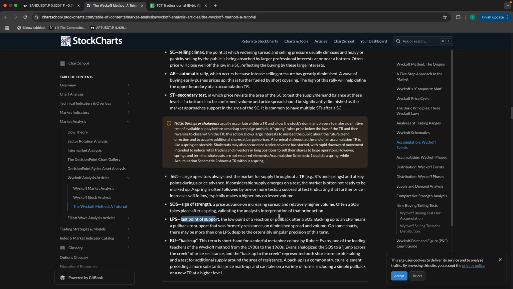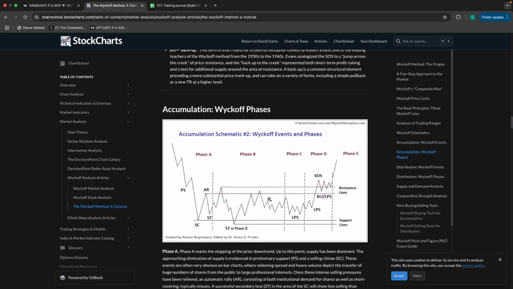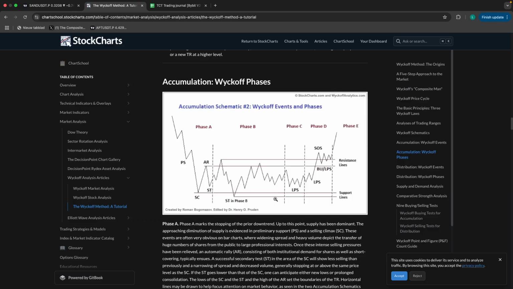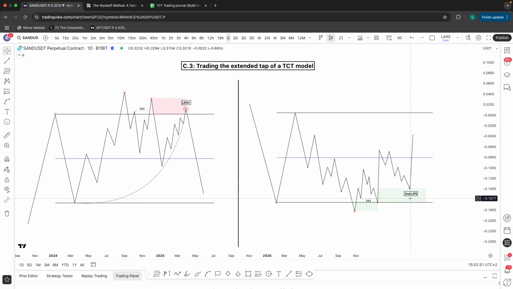of a reaction or pullback after signs of strength. Backing up to an LPS means a pullback to support that was formerly resistance on diminished spread and volume. On some charts, there may be more than one LPS, despite the ostensibly singular precision of this term. And when we're focusing on a Model 2 schematic, you can see that the way that we are using Wyckoff, the original third tap is already going to be an LPS, and therefore if we're trading the extended tap, it is going to be our second LPS right here, which you can see back right there in that schematic.